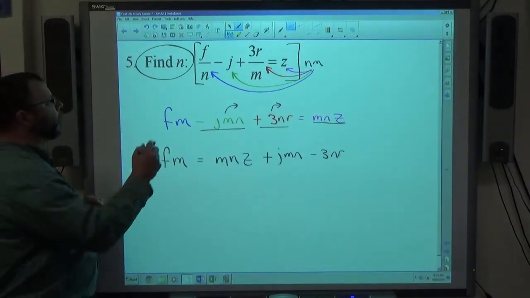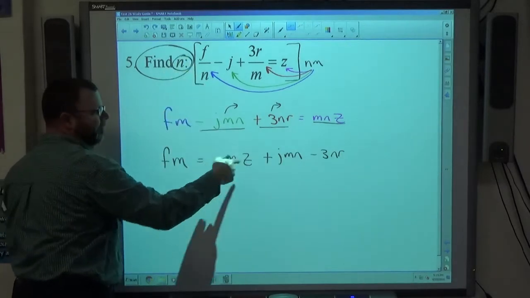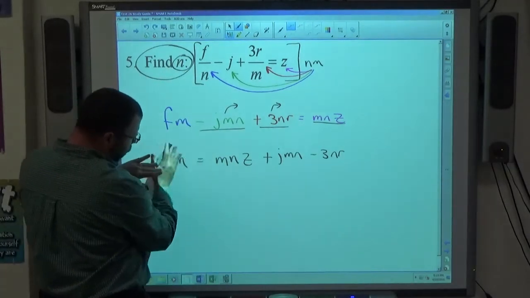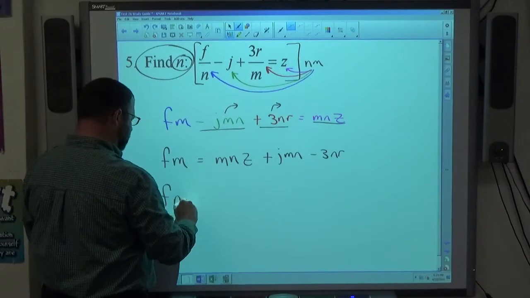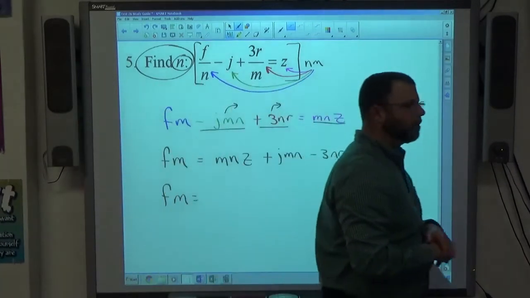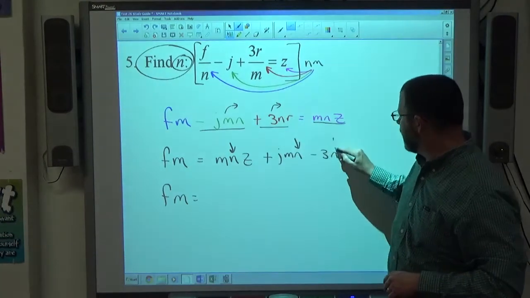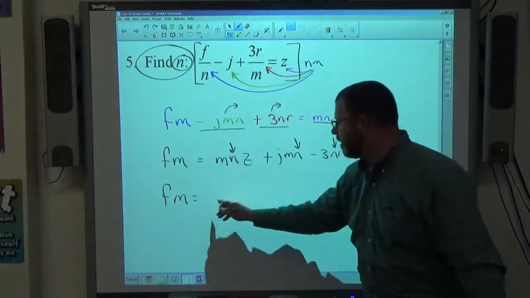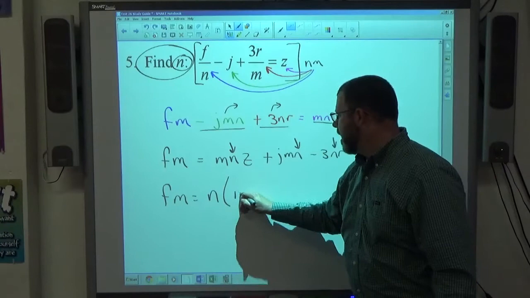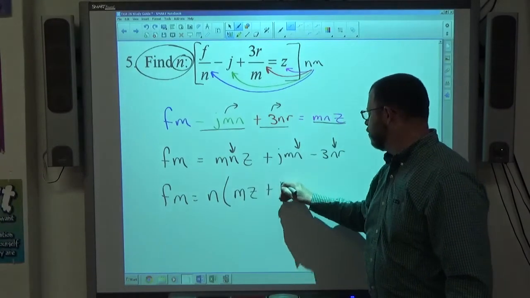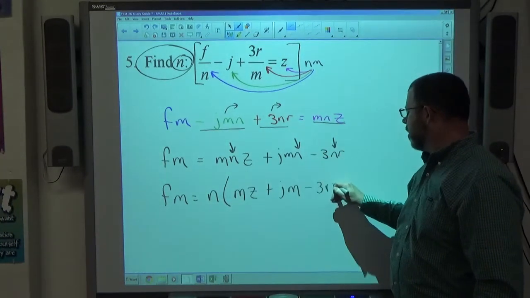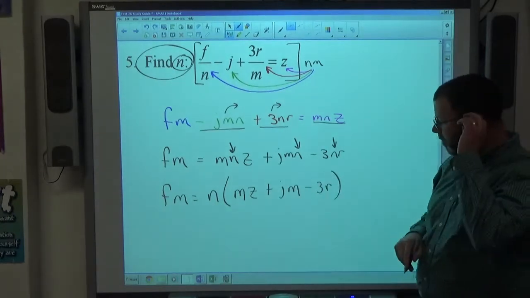So my next task is whatever this letter is, I want to take it out of this expression on the right-hand side. So don't even worry about this side over here. This side is just going to move along, become the same thing. But I want to see that there's an n here, there's an n here, and there's an n here. A common factor of n allows me to pull an n out. mz plus jm minus 3r is left over when I take an n out of each term.